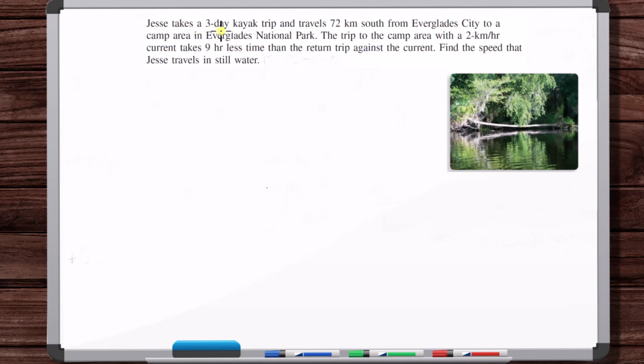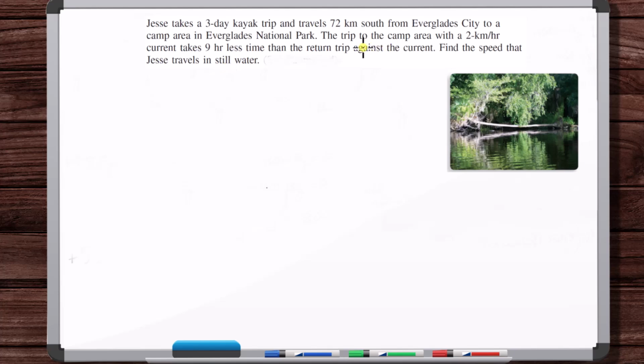All right, Jesse takes a 3-day kayak trip and travels 72 kilometers south from Everglades City to a camp area in Everglades National Park. The trip to the camp area with a 2 kilometer per hour current takes 9 hours less time than the return trip against the current. Find the speed that Jesse travels in still water.